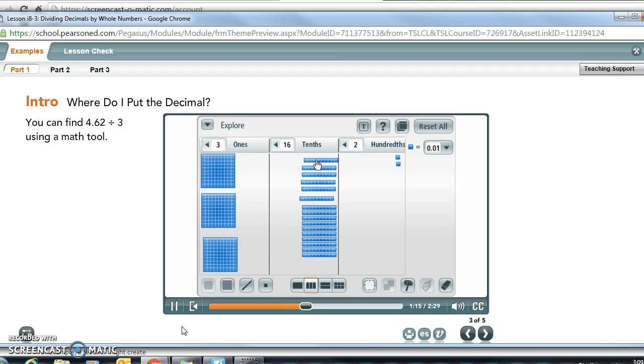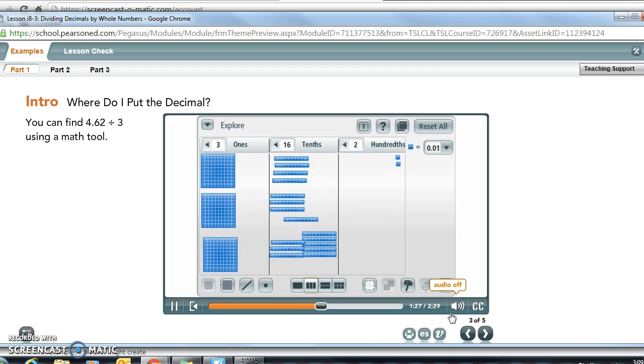Now we can divide the 16 tenths into 3 groups by moving tenths into the 3 rows until there are not enough tenths to put 1 more tenth in each row. We have used 15 tenths, and now 1/10 is left over. Let's use the hammer to break the remaining tenth. Again, notice that once we break the tenth into 10 hundredths, the hundredths move to the next column. There are now 12 hundredths in the hundredths column.